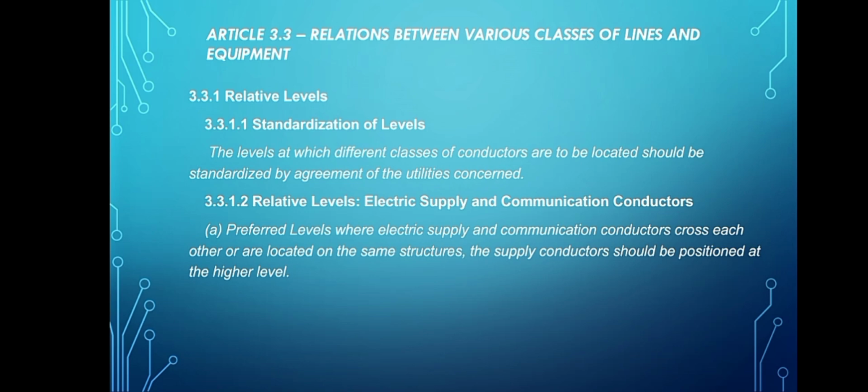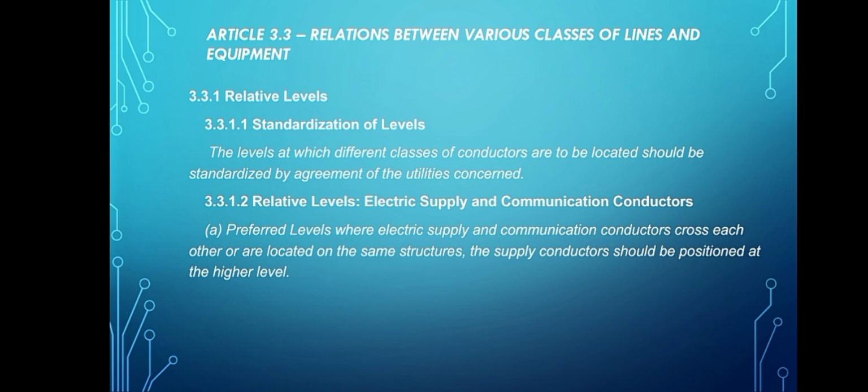Article 3.3 Relations between various classes of lines and equipment. 3.3.1 Relative levels. Standardization of levels. The levels at which different classes of conductors are to be located should be standardized by agreement of the utilities concerned. So, the height levels at which different types of conductors, such as electric and communication lines, are installed should be standardized through mutual agreement among the utility companies involved. This ensures consistency and safety in installation.